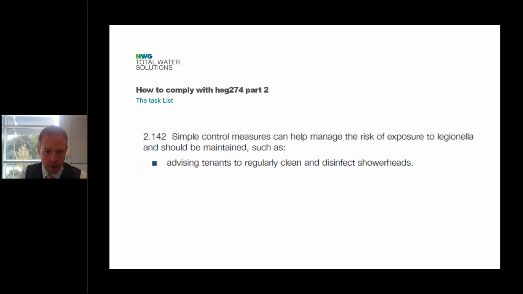One thing we are quite keen on as well is, although these control measures are simple, they should be maintained. But the key thing was, if you can't do them yourself, so if you have a housing association with thousands and thousands of residents, you can advise tenants to regularly clean and disinfect showers themselves. When you talk to the HSE about control measures, they always talk about a proportionate response. It would be a disproportionate response for you to go and disinfect quarterly 34,000 showers, if that's how many residents you've got. That wouldn't be possible.